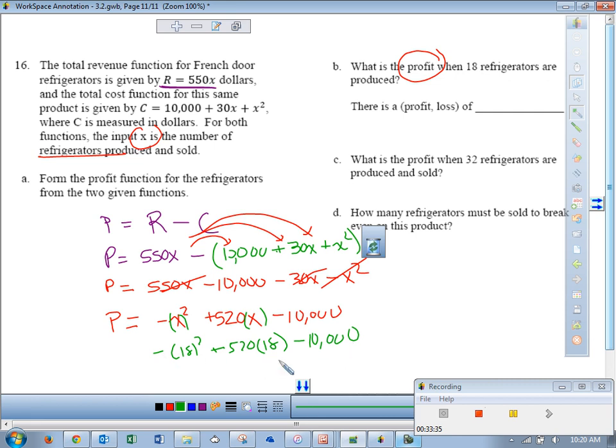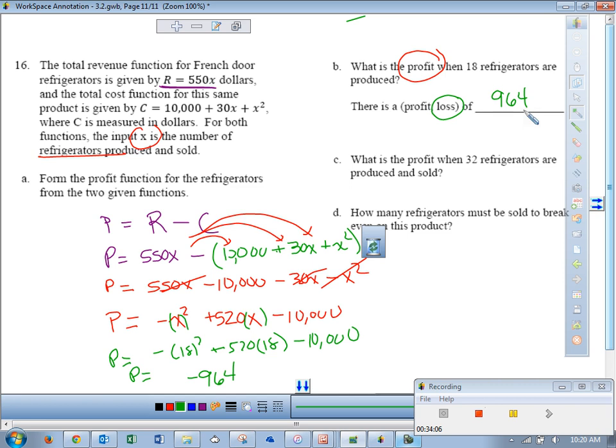What did you get? Go ahead and tell me. It might seem to freak you out, but what did you get? Negative 964. Is that what you're getting? People are like, hey, man, it's a negative number. How can that happen? You can totally have a negative profit. They call it something else when you have a negative profit. What do they call that? That's a loss. It's a loss of $964.